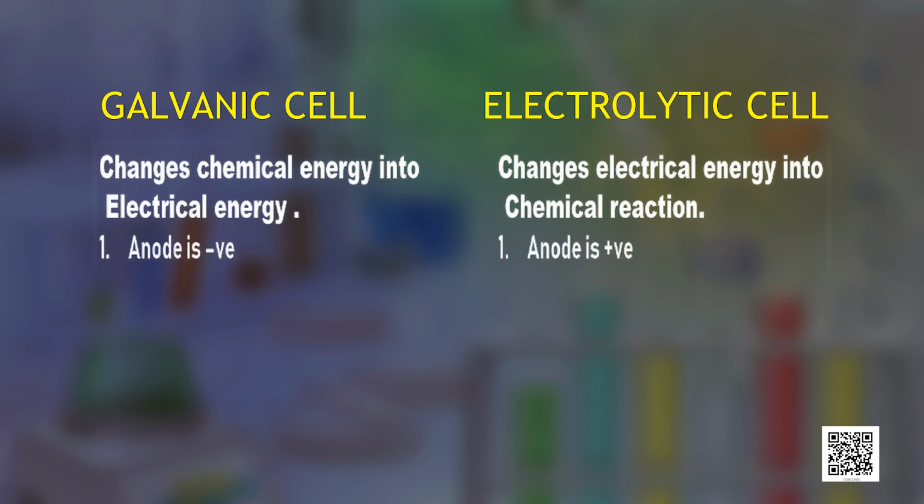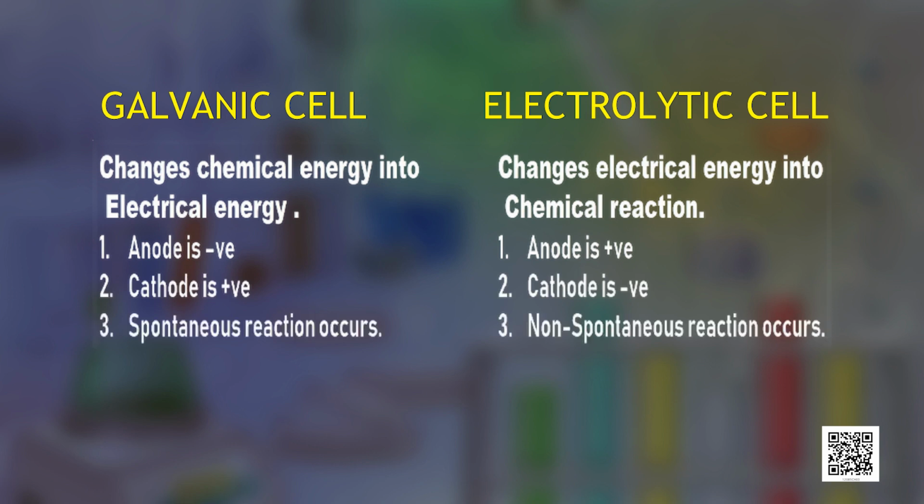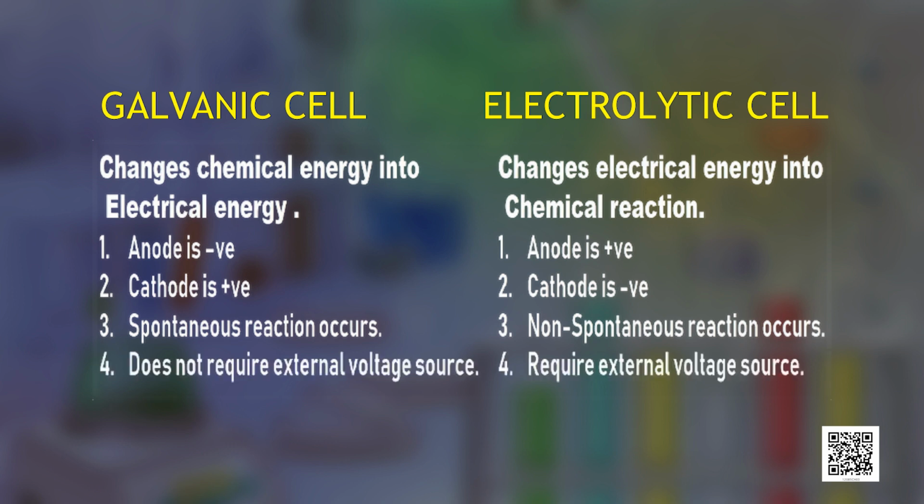The anode is negative in a galvanic cell, while in electrolytic cell it is positive. The cathode is positive in galvanic cell, but it is negative in an electrolytic cell. Galvanic cell requires spontaneous reactions, while electrolytic cells require non-spontaneous reactions. Galvanic cell does not require external voltage source, but an electrolytic cell requires external voltage source.